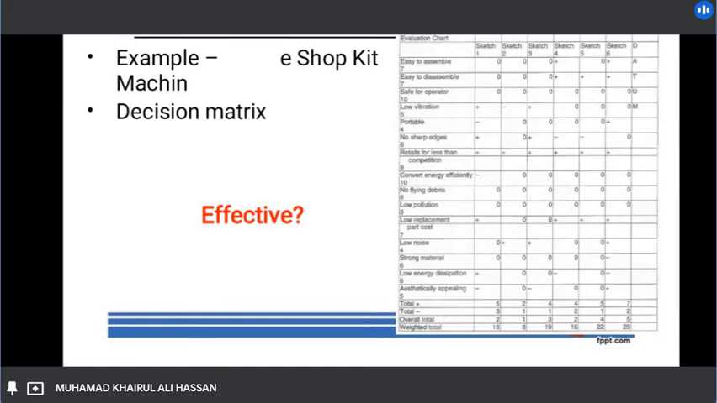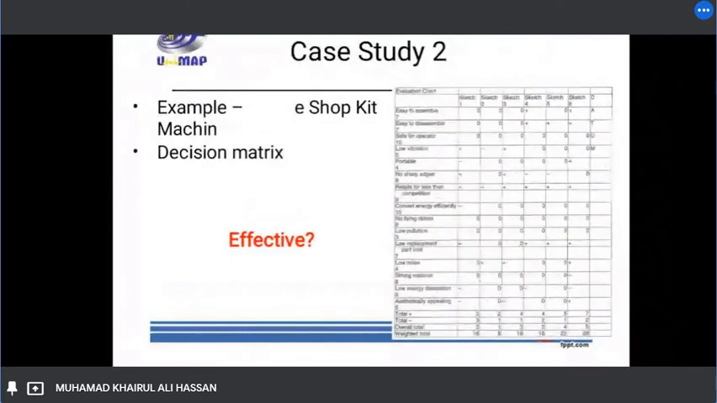Okay. However, if we have a rating for each characteristic, then we need to consider it. If we have a rating. Rating, understand? Which rating?